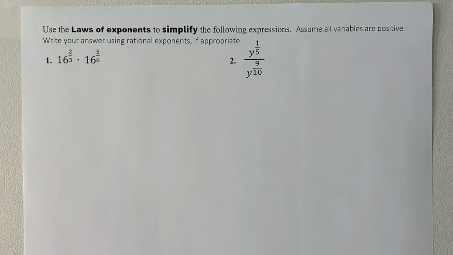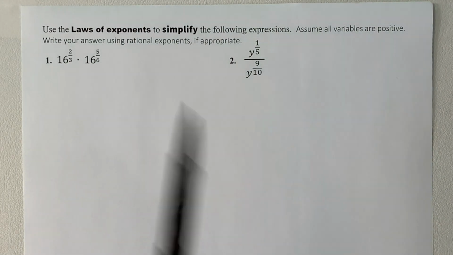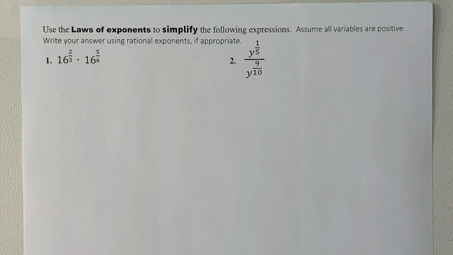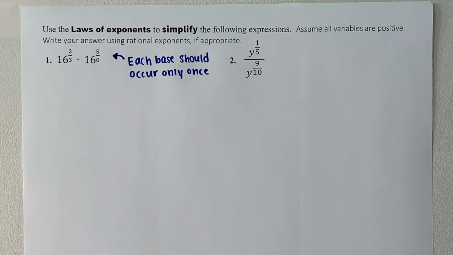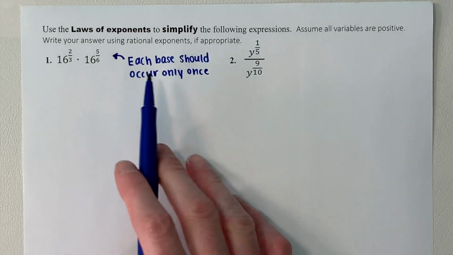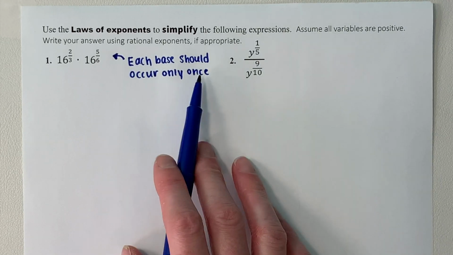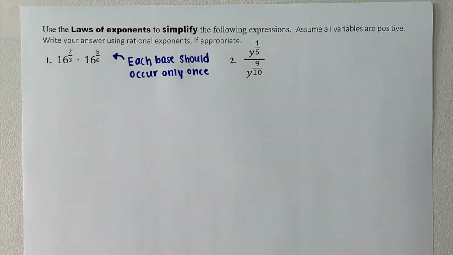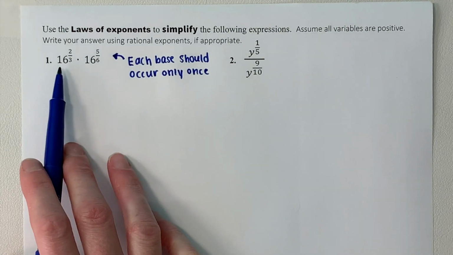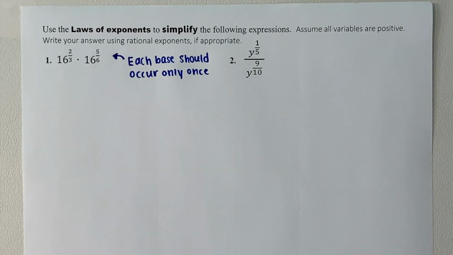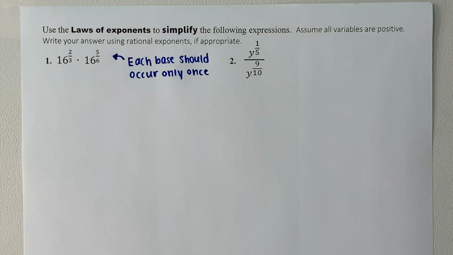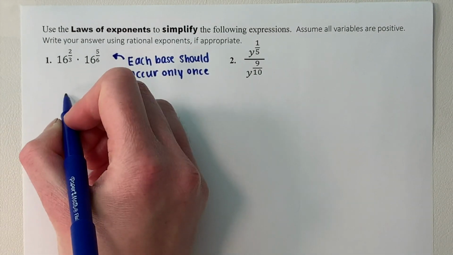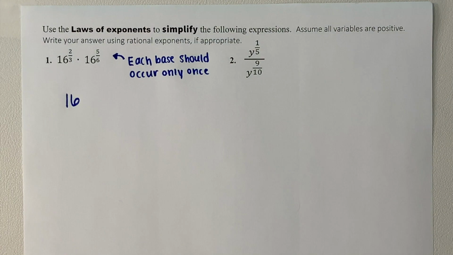Now the instructions here ask us to simplify. So let's start with problem number 1. Problem number 1 is not yet simplified because, as we learned on the previous page, in order to be simplified, each base should occur only once. Notice here the base 16 occurs more than once. To simplify this, the rules of exponents tell us that when you multiply two quantities with the same base, you can use the product rule of exponents, which tells us to keep the base 16 and add the exponents.